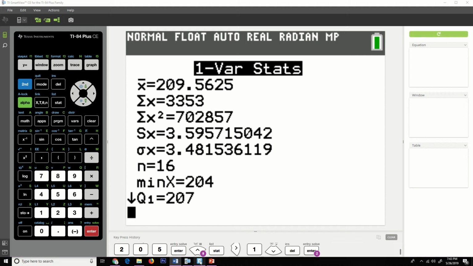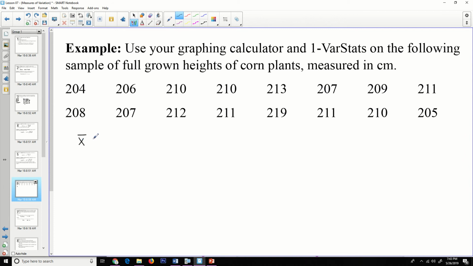All right, so first off, we have x bar, which is 209.5625, and this is the sample mean. But since you calculate it the same way as a population mean, we'll also call it the population mean, even though the calculator doesn't do two different ones. And again, the only ones that are going to be different are the population variance and sample variance, as well as the population standard deviation and sample standard deviation.